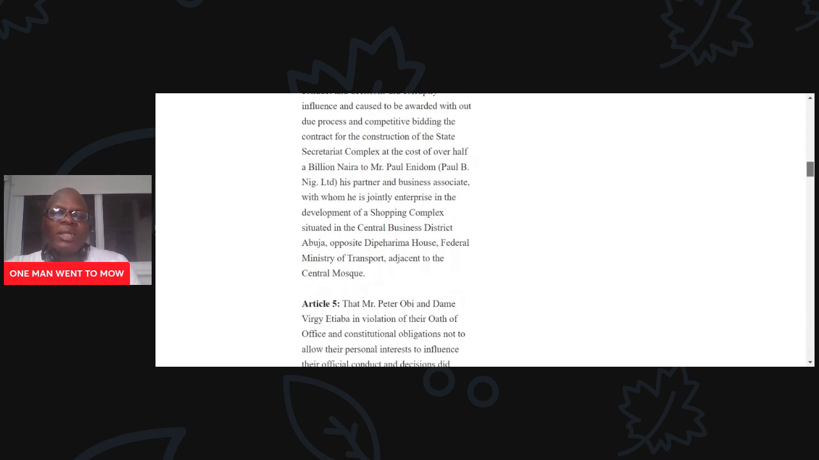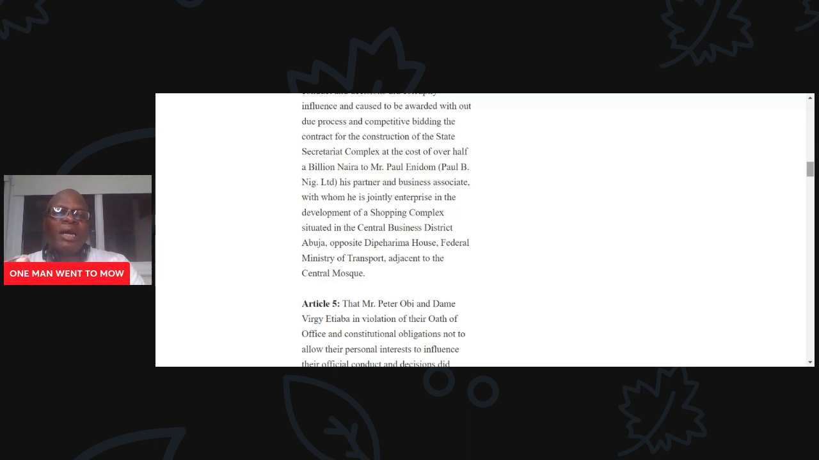So there it is right there. All of this, of course, the textbook corruption space of the Nigerian man of influence, using his influence to award shady contracts to his cronies without due recourse to due process and constitutional laid down processes and procedures. So there it is right there. 500 million naira worth of contracts to Paul Enedem, his partner and business associate.